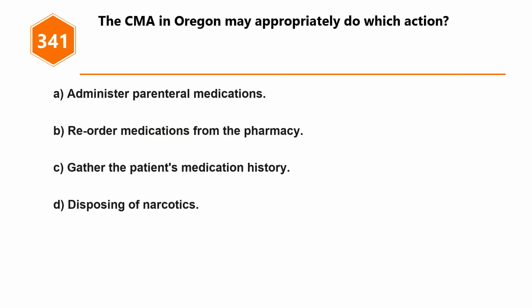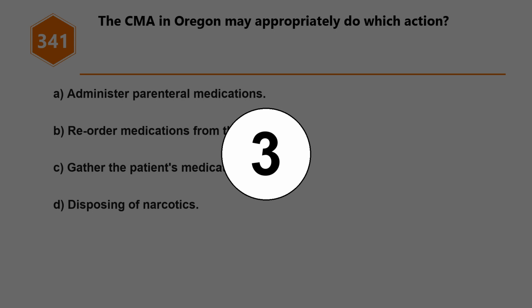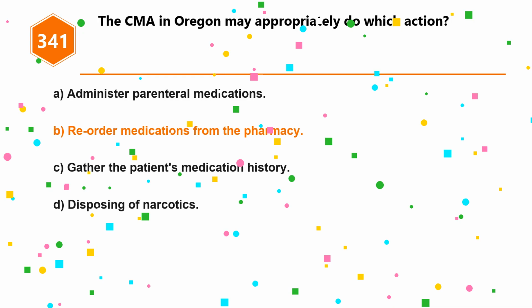Question 341. The CMA in Oregon may appropriately do which action? Option A, administer parenteral medications. Option B, reorder medications from the pharmacy. Option C, gather the patient's medication history. Option D, disposing of narcotics. The correct answer is option B, reorder medications from the pharmacy.